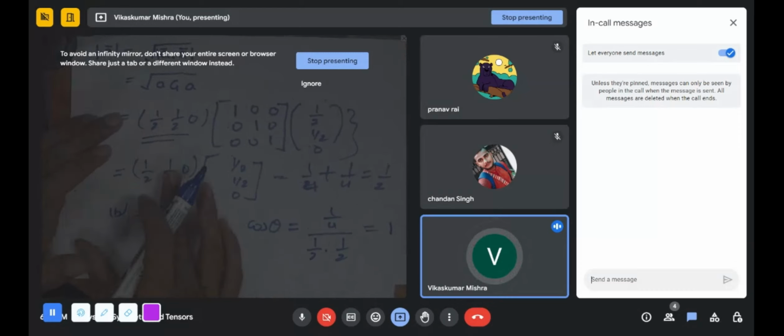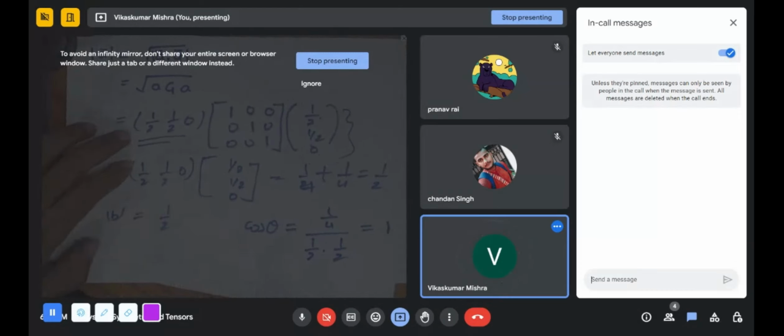Did I make any mistake? Let's have a look. Yeah, I did not take the mod. Sorry, I did not take the root. So I have to take root of all of them. So it will be root of 1 by 2. And again here it will be root. So it will be root 2 and root 2. Okay, then they will multiply. It will be 1 by 2. And the answer which we will get is 1 by 2 only. So theta in this case will be 60.